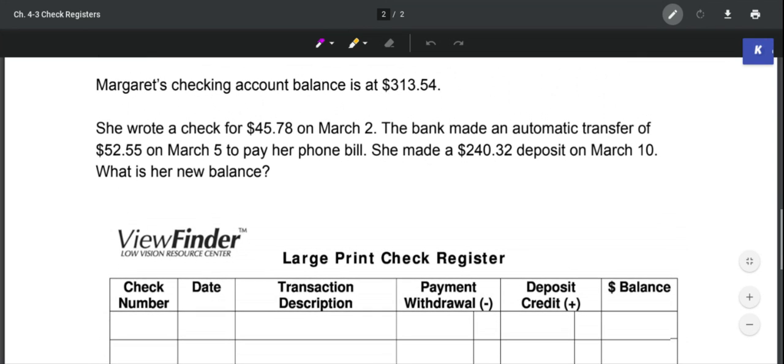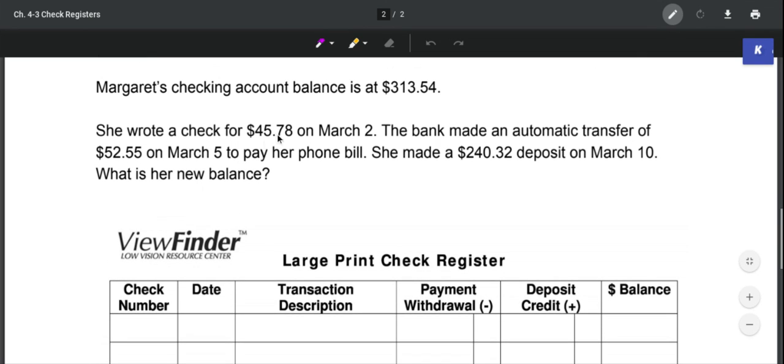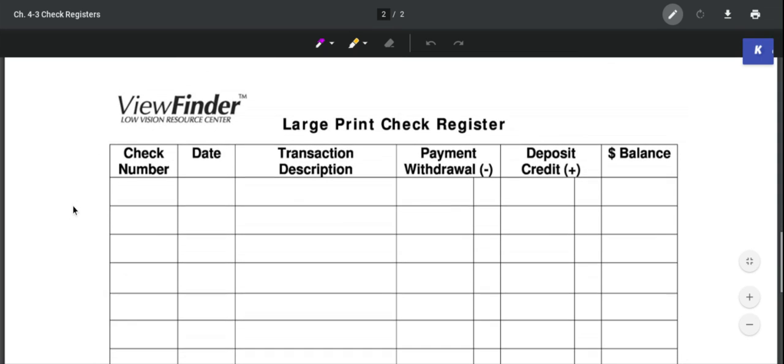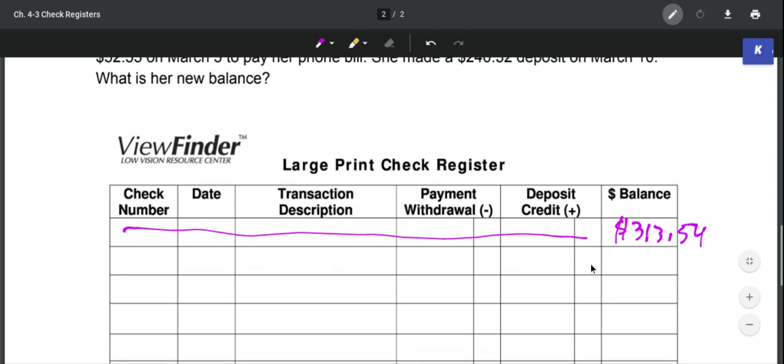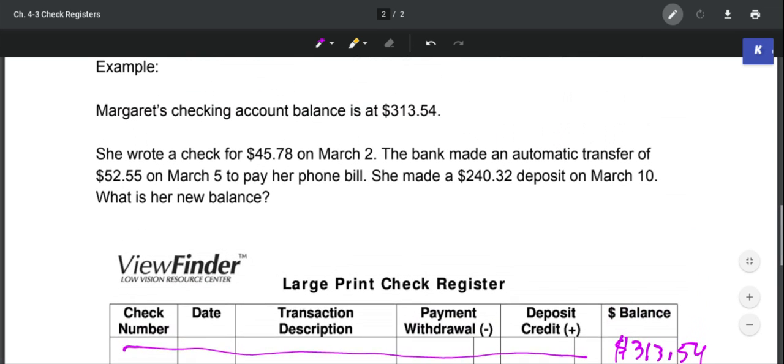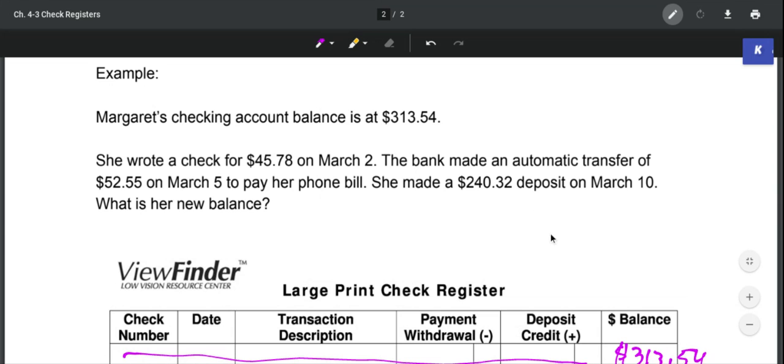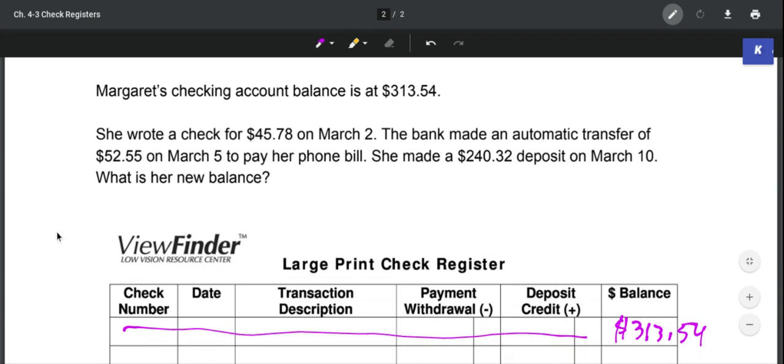So typically what I do, whatever my starting balance is, in this case we've got Margaret's starting balance, I use that first line and mark through it and write my starting balance, so that I know my initial balance and I don't have to keep going and finding it. That's what I usually do first. The rest of this is just keeping up with the activity, so let's go through each of these.